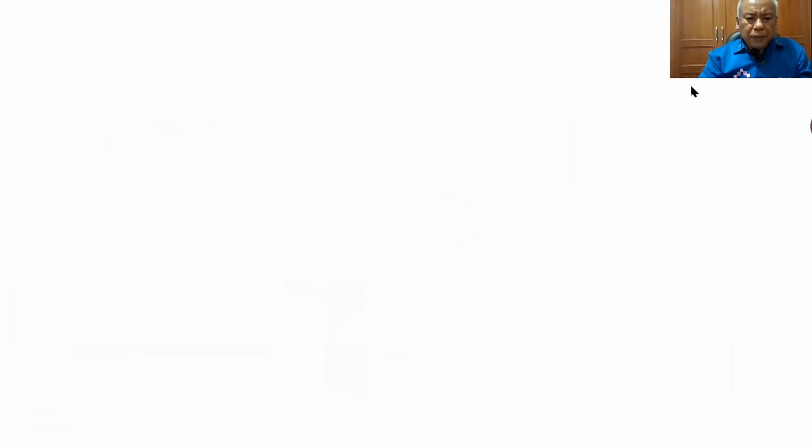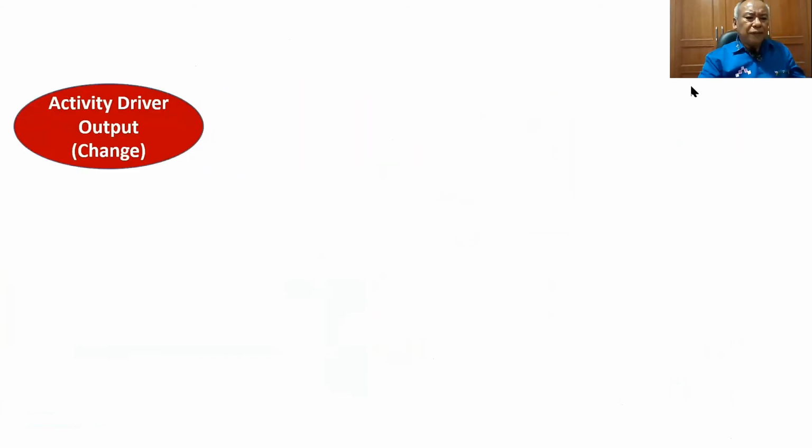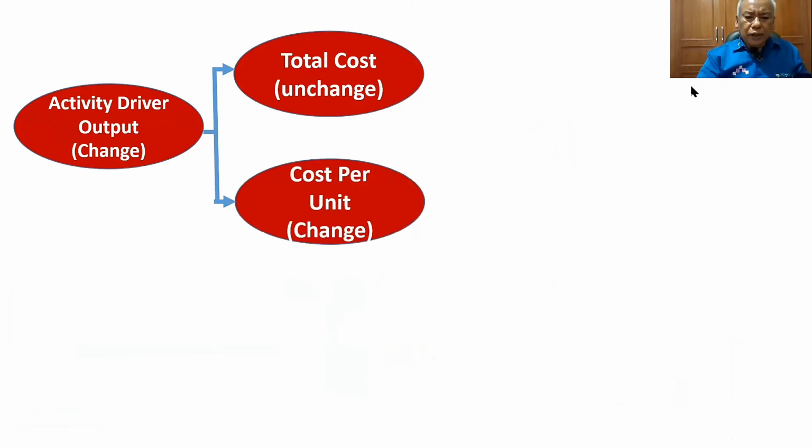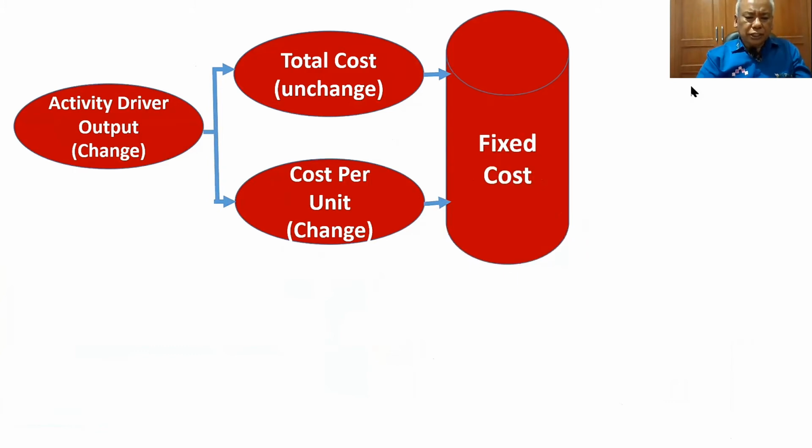Next, the other possibility: if the activity driver output changes, the total cost remains constant or unchanged while the cost per unit changes. So we can classify this cost as a fixed cost.